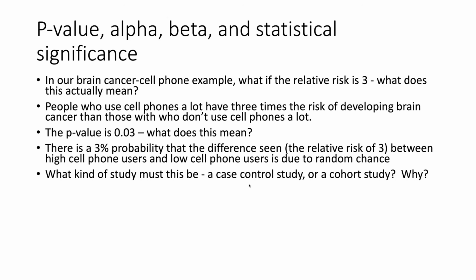It's like the difference between odds ratio and relative risk. They sound so similar that you can kind of convince yourself that they're the same thing, but they're actually quite different. Subtle, but different. Same thing here. We're not saying that 3% of the difference seen is due to random chance. We're saying that the chance that the difference seen is due to random chance is 3%.